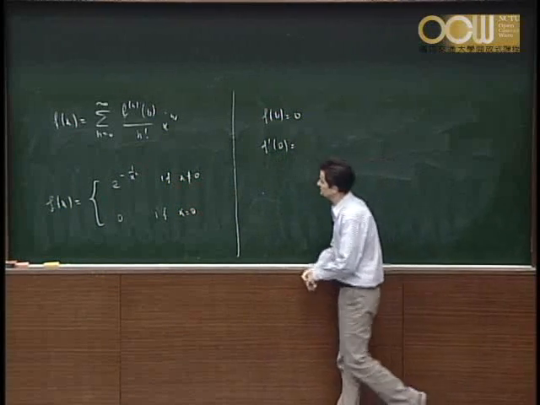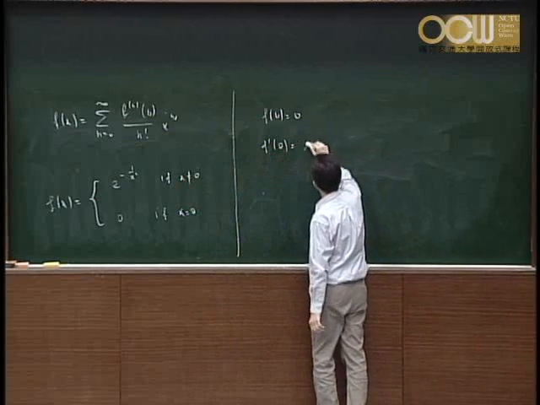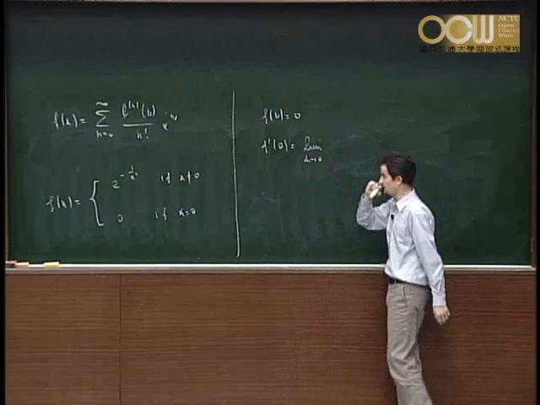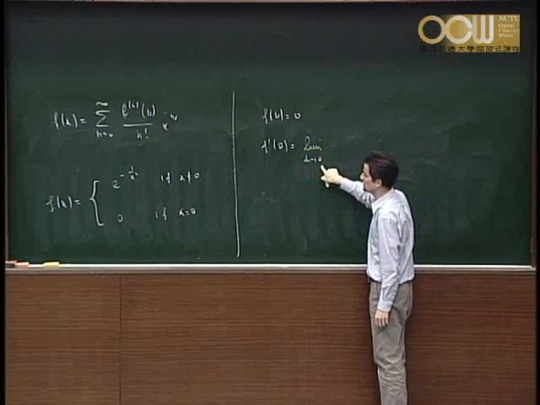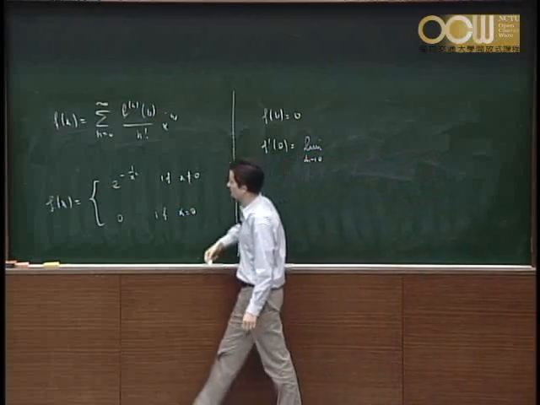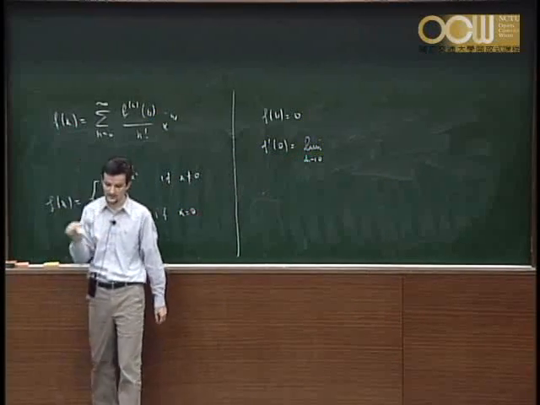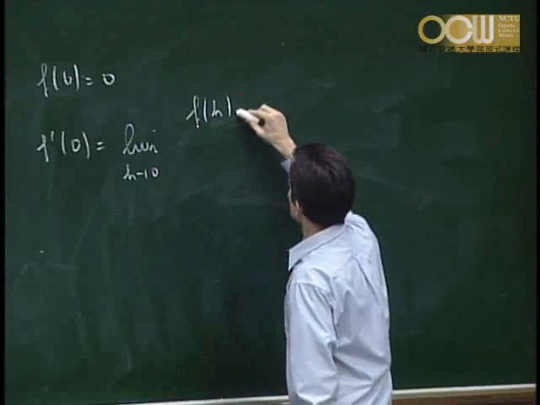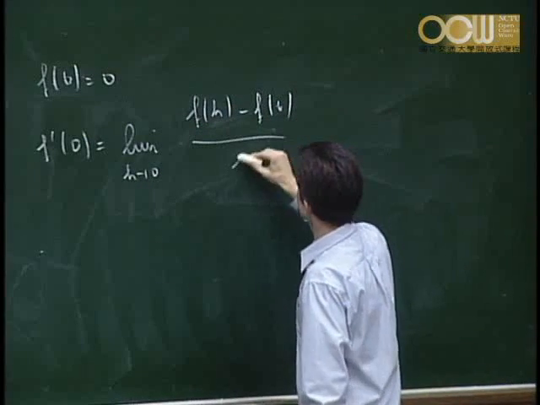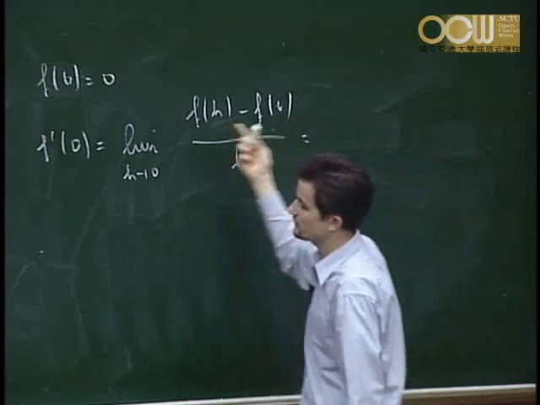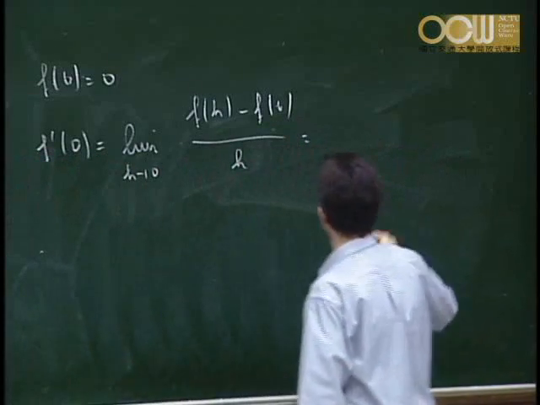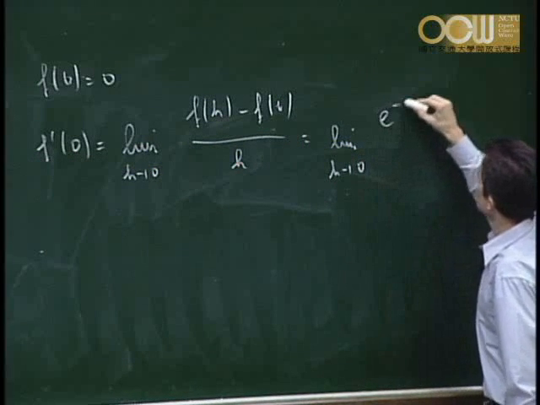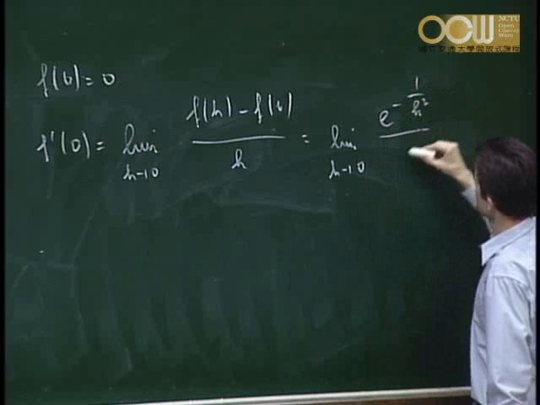Okay, so you see, because the function is defined like this here, we have to go back to the definition of the derivative. Now, by definition, this is the limit as h tends to 0 of f of h minus f of 0 over h. But f of 0 is by definition 0. So if you plug this in, what we get is the limit as h tends to 0 of e to the minus 1 over h squared, over h.